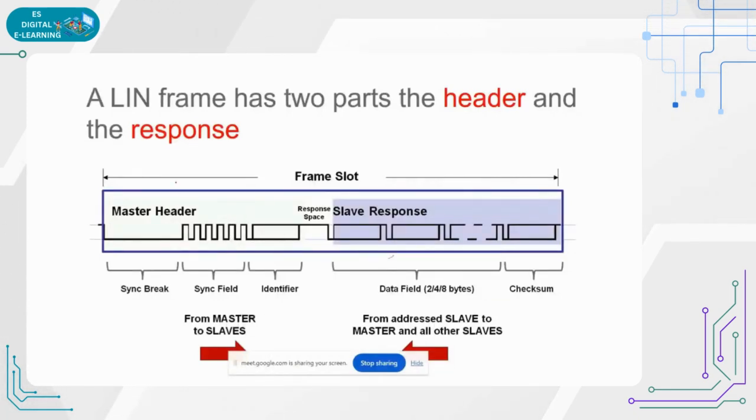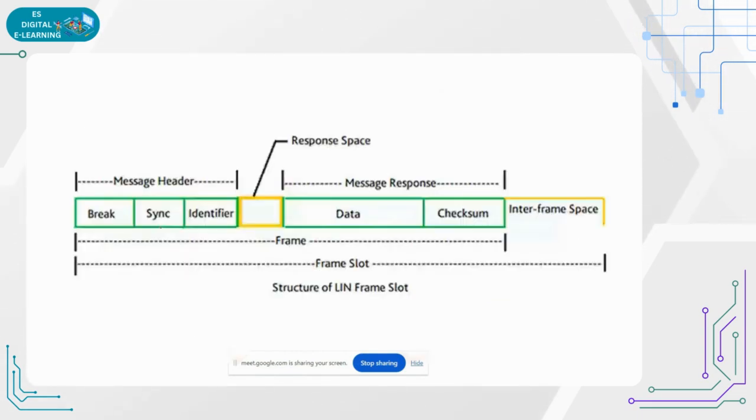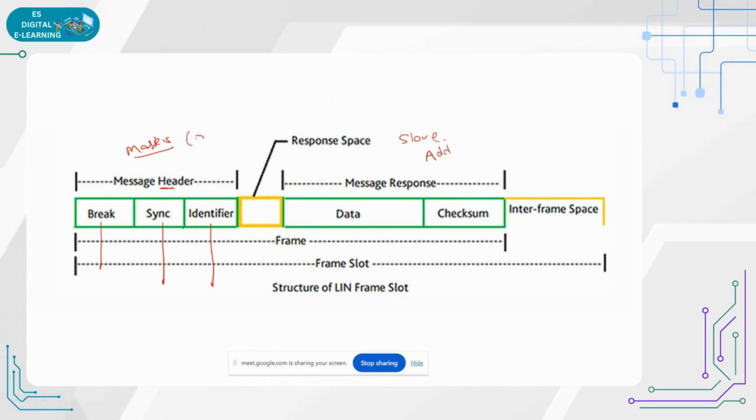Okay, so the master header means this message will be part of the master, and here it will be part of a slave. So the master carries the message header information. It has the break, sync, and identifier, and the slave address will be there. So the slave response means this will be part of a request that the master will make, and this will be part of a response, the slave response. Okay, and it has the data.